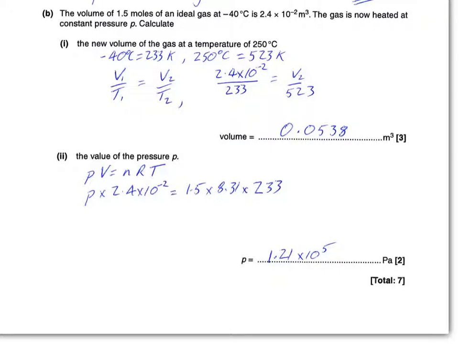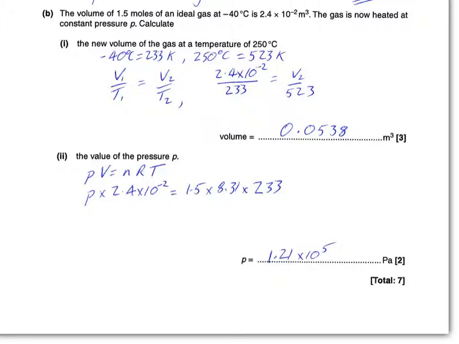So then they ask me what is the value of the pressure P. I'm going to have to go in and use PV equals nRT. P is what I'm after. The volume, I've gone with the initial volume. You could have just as well gone with the final volume. Equals n, we were told as 1.5 moles. R, the constant. T, just be careful here that you use the temperature, 233, that went with the volume. I used 2.4 times 10 to the minus 2.